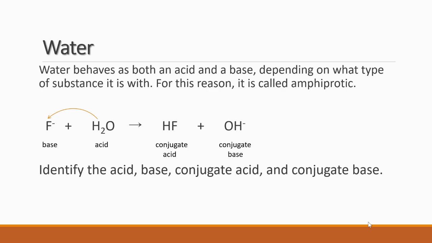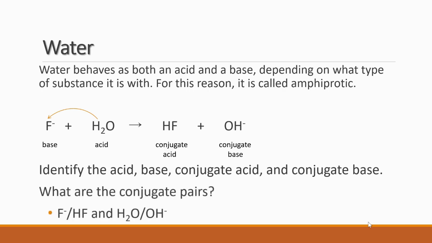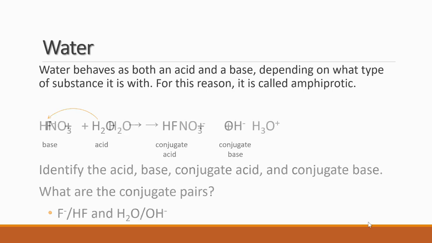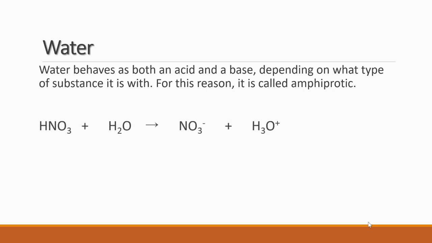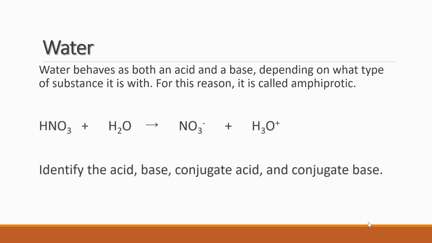The acid conjugate base pair is water as an acid and OH as a conjugate base. That's the acid conjugate base pair. And then the base gained a hydrogen ion, so F minus is a conjugate pair with the conjugate acid, HF. Here's another example. Can you identify the acid, base, conjugate acid, and conjugate base?